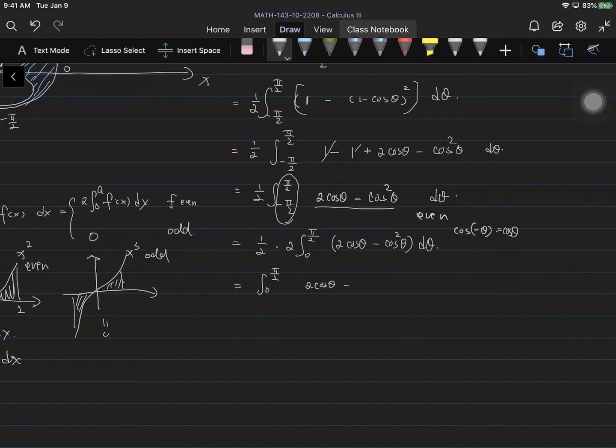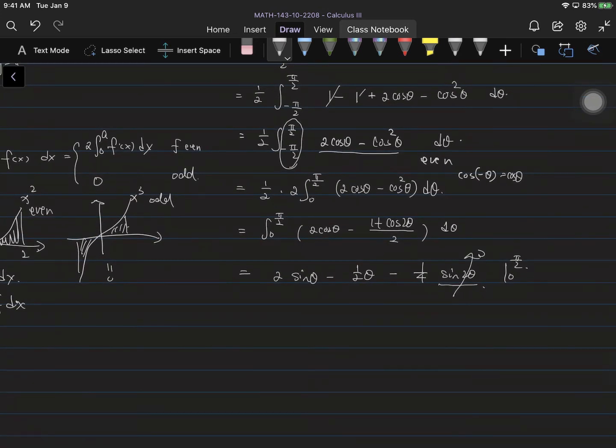2 cosine theta minus, same thing, we are going to use the double angle formula, d theta. And the integral of this will be 2 sine theta minus 1/2 theta minus 1/4 sine 2 theta, from 0 to pi over 2, right? And if we look at the term sine 2 theta, when we plug in the bounds, it will be sine pi and 0. So both are 0, so you can just look at that as 0.